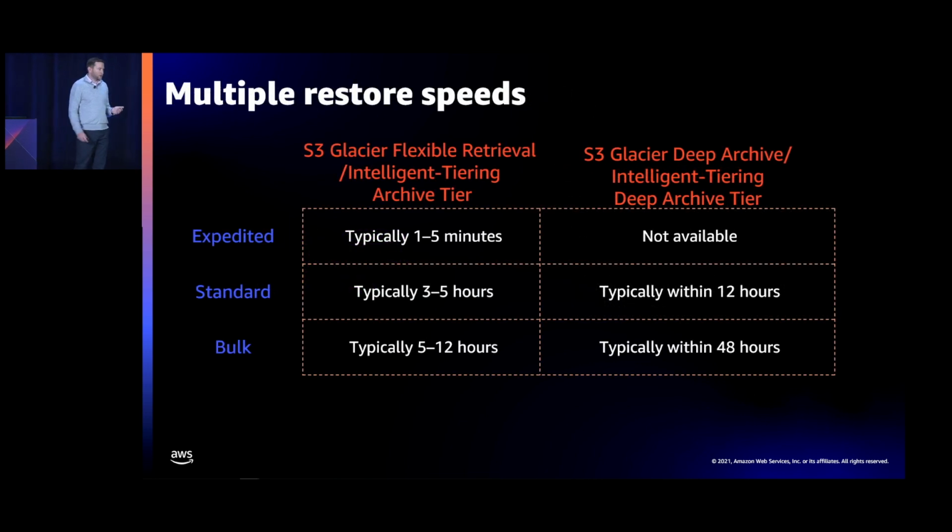And so the main difference between Glacier and Glacier Deep Archive is that restore speed. If you can wait a few minutes to a few hours, then you should use S3 Glacier or the S3 Intelligent-Tiering archive tier. On the other hand, if you can wait 12 to 48 hours in an offline archive, you should use S3 Glacier Deep Archive or the Deep Archive Access tier, which again stores data at about $1 per terabyte.